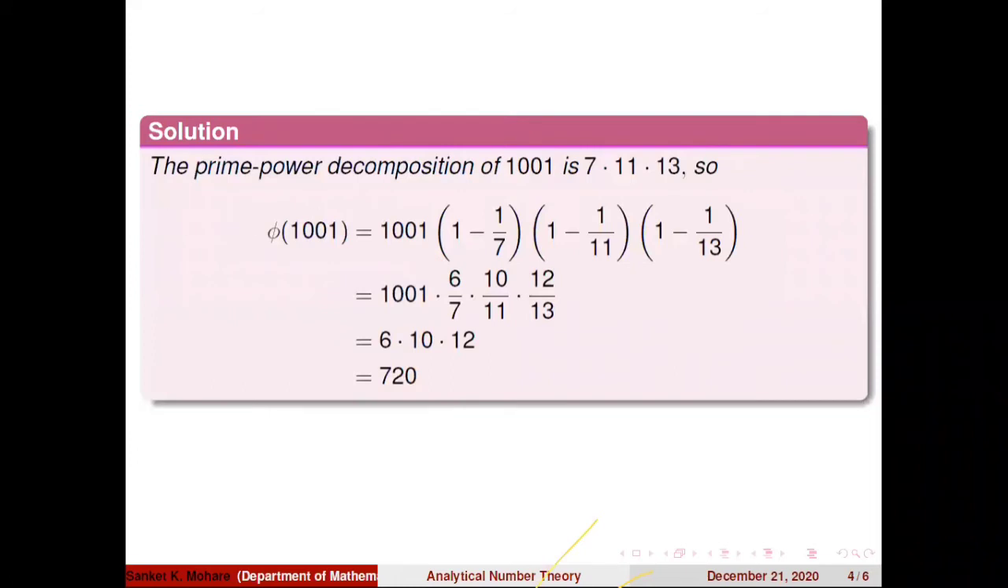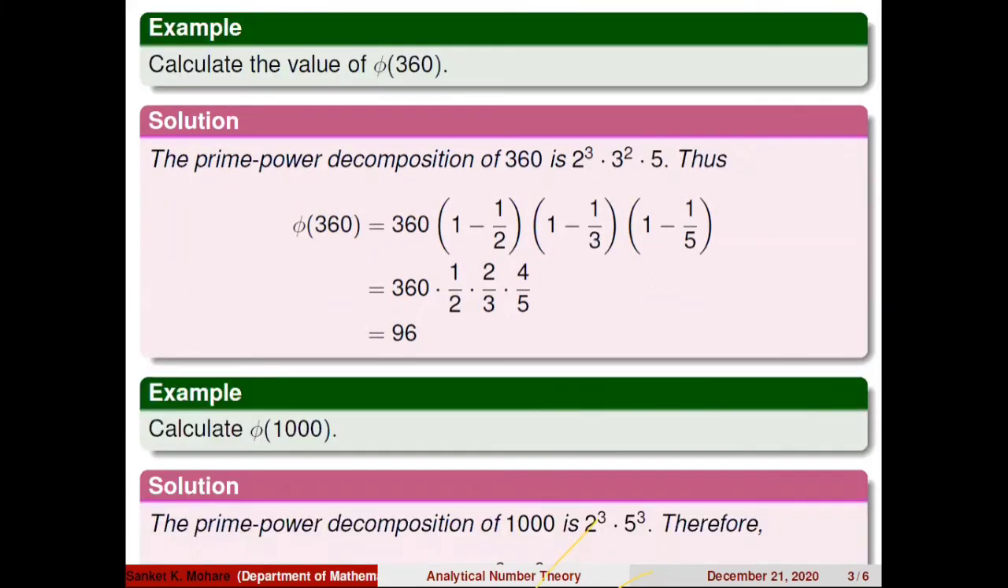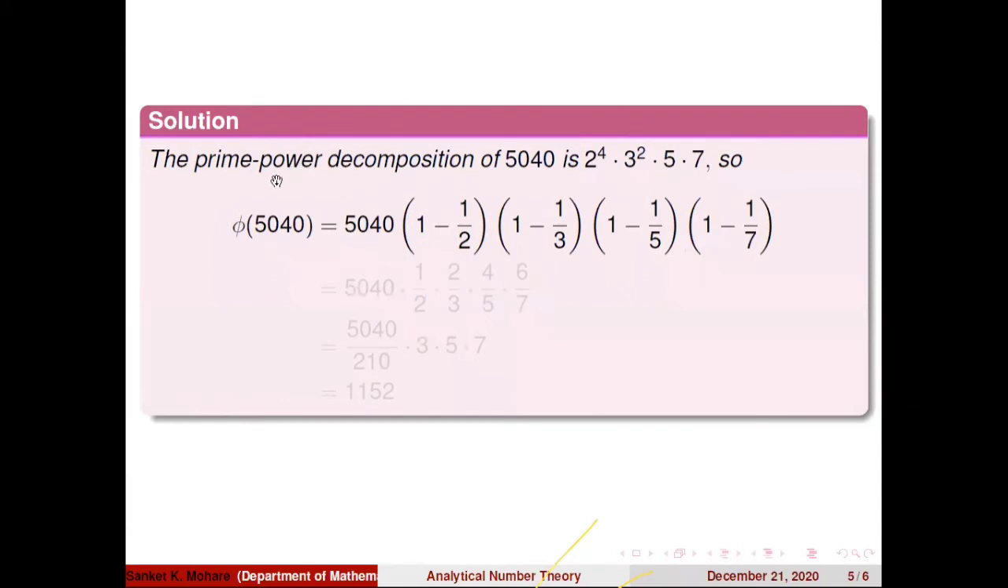Can you see this answer? Calculate phi of 5040. Look at the screen. Okay, the prime power decomposition of 5040 means 5040 is 2 to the power 4 into 3 square into 5 into 7.